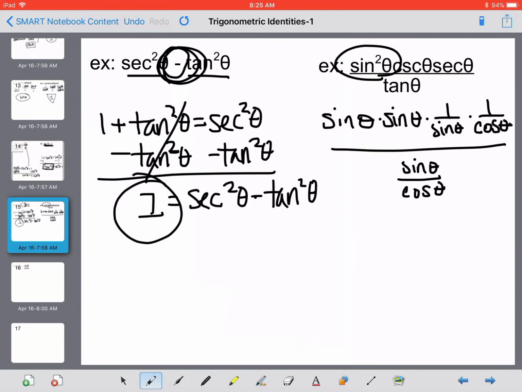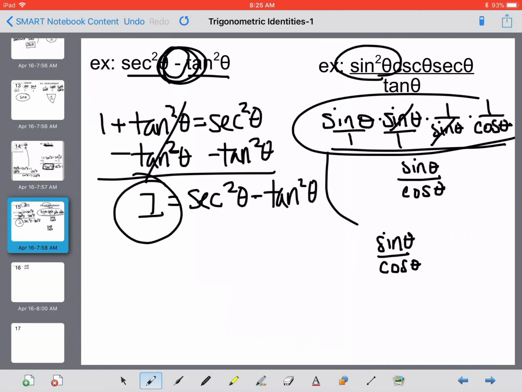All right, I'm going to clean up the top here. So I see I have a sine on bottom and a sine on top, so I'm going to cross those out. So remember, these are over 1. So I will have a sine on top and a cosine on bottom. That's all in the simplified numerator. In the denominator, I'll have sine theta over cosine theta. Okay, so notice my numerator and the denominator are the exact same. So that's all going to simplify to be 1.